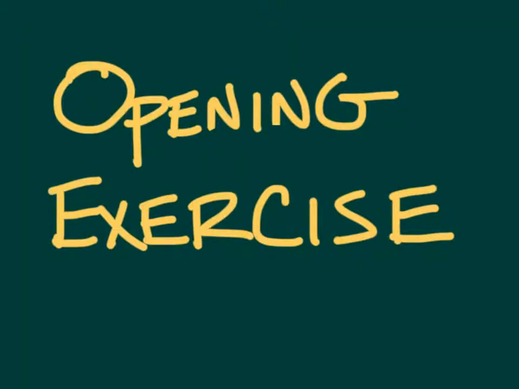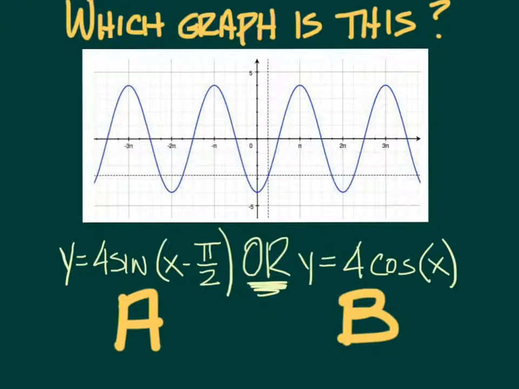Alright, here's the opening exercise. Which graph is this? Is this A, y equals 4 sine of the quantity of x minus pi over 2, or is this B, y equals 4 cosine x? Which one is it?